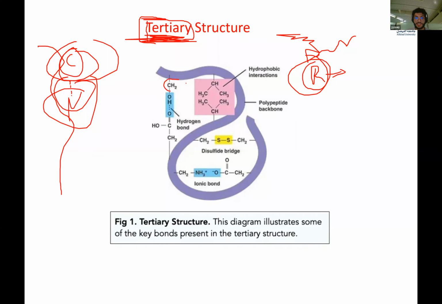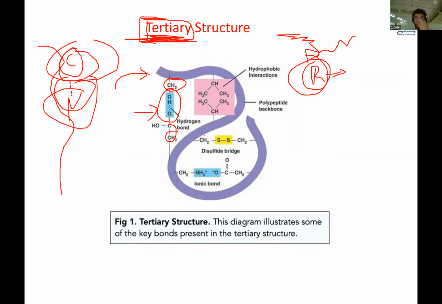For example, this is the side chain right here, and this is the side chain right here. Together they form a hydrogen bond here, and this is causing the whole protein to bend in a very specific way. It doesn't just bend two-dimensionally, it's bending in all directions like this. So these interactions are what form the tertiary structure.